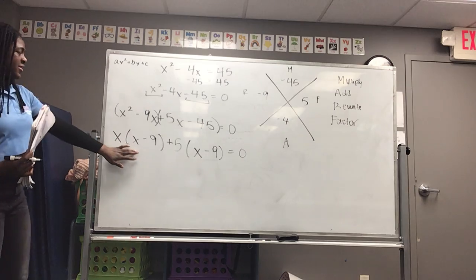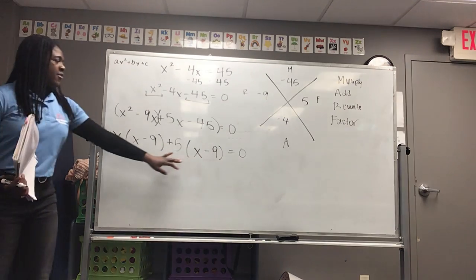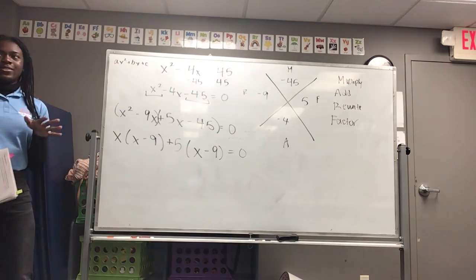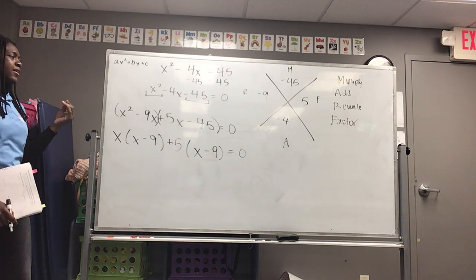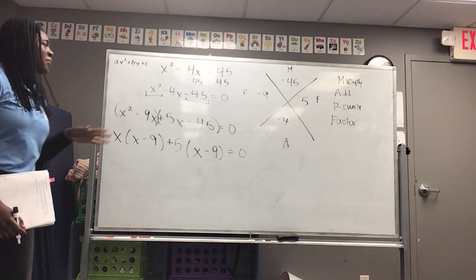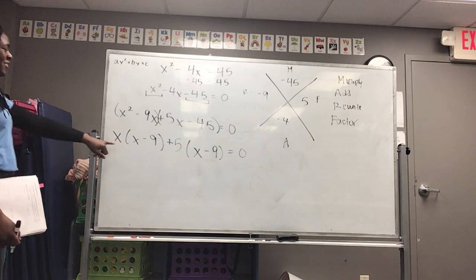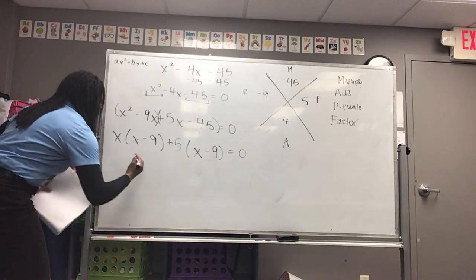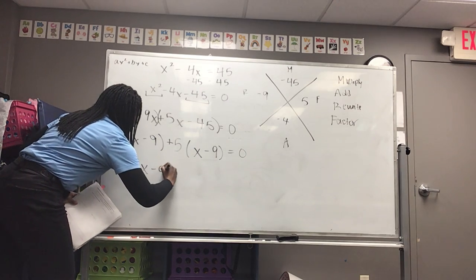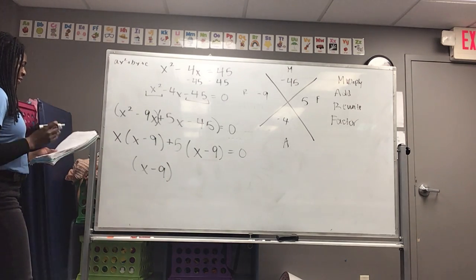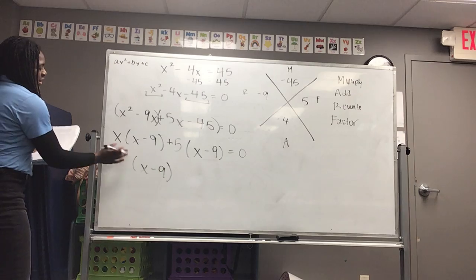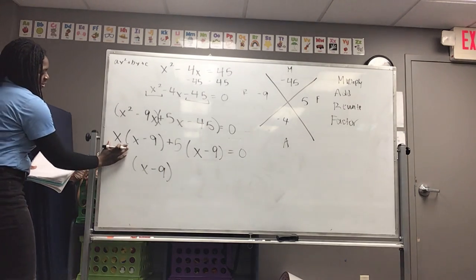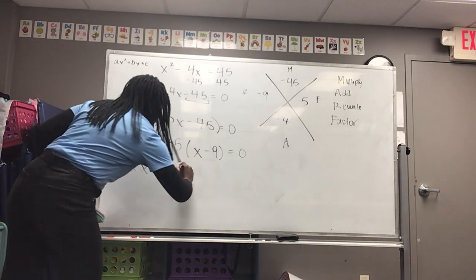What's inside the parentheses should be the same for both. If they are different, then you should know you've made a mistake, so you're going to have to go back and see what you did wrong. Okay, so we're almost done. When you have x minus 9 2 times, you only need to write it once. So x minus 9 is going to be one of our factored forms, and the other one is what's on the outside of the parentheses, which was x plus 5.